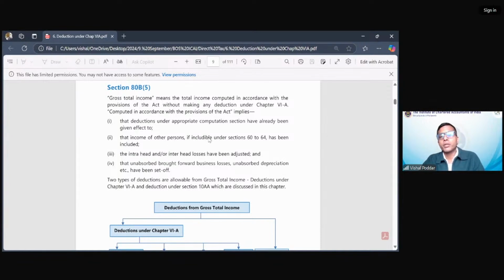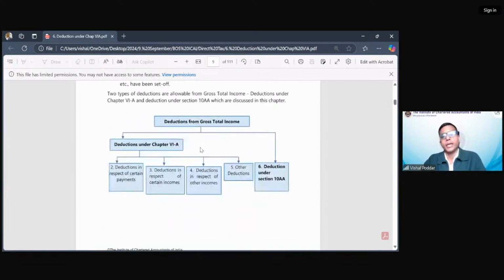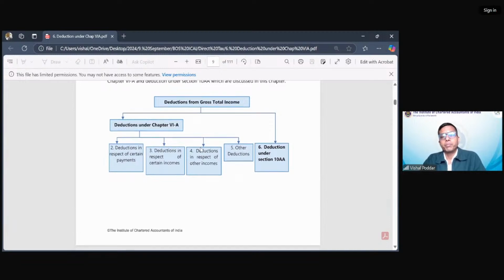Second, income of other persons has been included, so you should do clubbing. Third, inter-head adjustment of losses, so you should do set off. And last, unabsorbed brought forward business loss, depreciation loss has been set off. In other words, anyways, we reach GTI after doing all this. First, respective head computation by allowing deduction of respective heads. Two, by doing clubbing. Three, by even adjusting losses. So after doing all this, what you get is your GTI. And then from GTI, you deduct deduction under Chapter 6A as per the conditions what you satisfied, and deduction under Section 10AA wherever it is applicable. Fine. Okay.